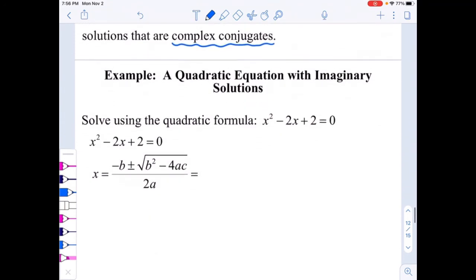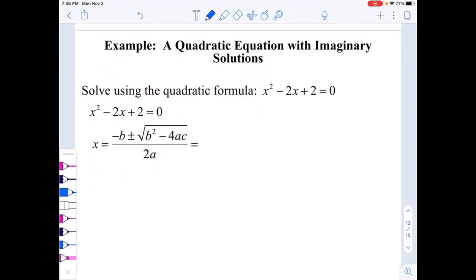So let's try one. It says to solve using the quadratic formula, we have x squared minus 2x plus 2 is equal to 0. It's always helpful to go ahead and identify the a, b, and c values. If you remember, we would have had ax squared plus bx plus c is equal to 0. That means our a value is the number in front of the x squared, which is 1. Our b value is the number in front of the plain x, which is a minus 2, or a negative 2. And our c value is the number that's all by itself, a positive 2. So then we just plug in for a, b, and c and simplify it down.